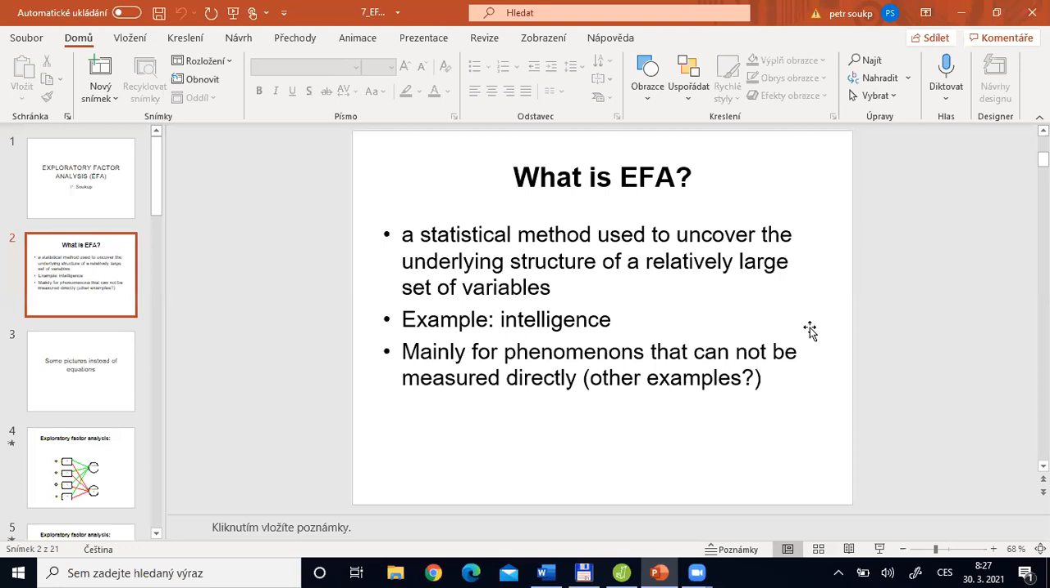Maybe poverty? Poverty could be indirectly measured, yeah. Some other phenomena. For example, if I go back into the history of sociology and into the historical founding fathers of sociology, I would visit France for this time, and I would discuss Emile Durkheim.